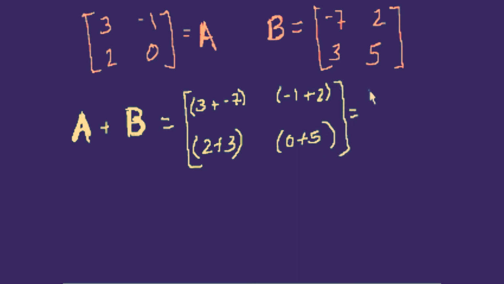So that equals what? 3 plus negative 7, that is negative 4. Negative 1 plus 2, that's 1. 2 plus 3 is 5. And 0 plus 5 is 5. So there we have it. That is how we humans have defined the addition of two matrices. And by this definition, you can imagine that this is going to be the same thing as B plus A.